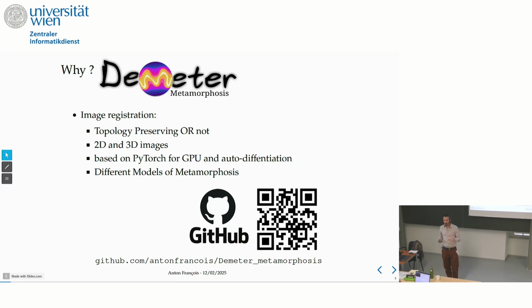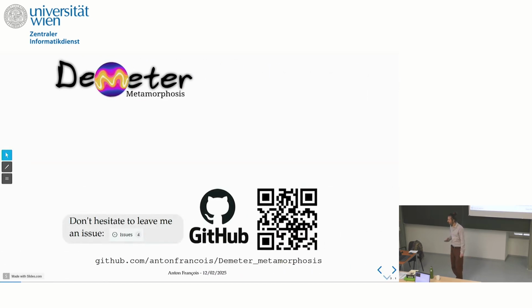It is a Python library based on PyTorch for GPU support and auto differentiation. It's also a very modular library, made for building different kinds of models of metamorphosis. It allows you to do a lot of stuff, and I will show you today how. It's a very young library, only a few years old, but I was a lonely developer, and I had to learn a lot of stuff.